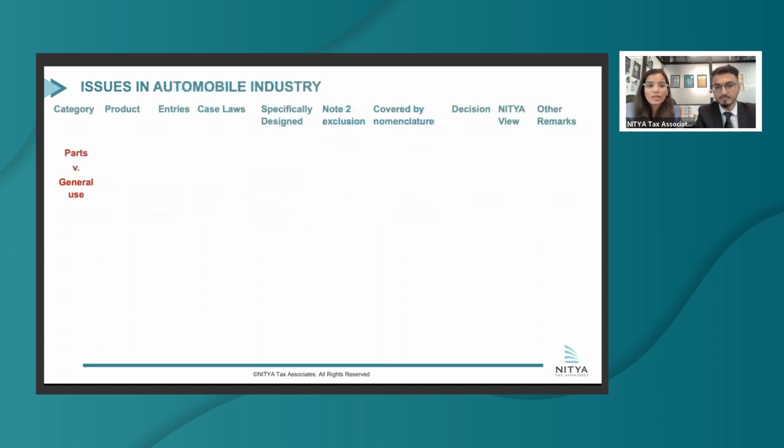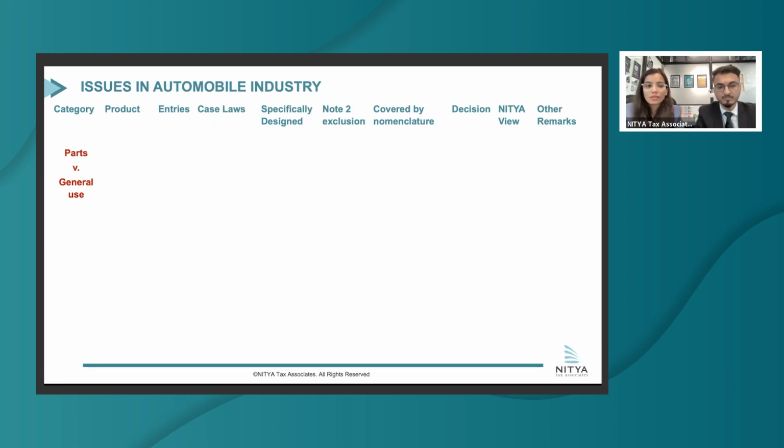So, moving next to another industry. We just covered the pharma industry and some of the disputes, of course, there are many. Now we'll move to the next industry, the automobile industry. So the categories of dispute we have bifurcated.